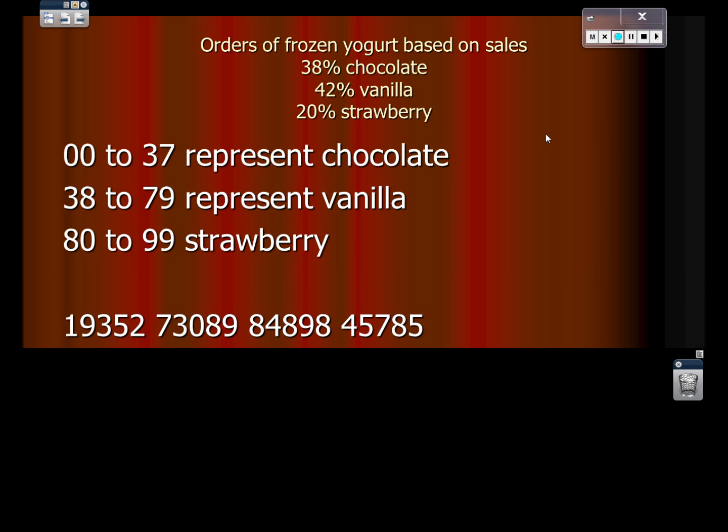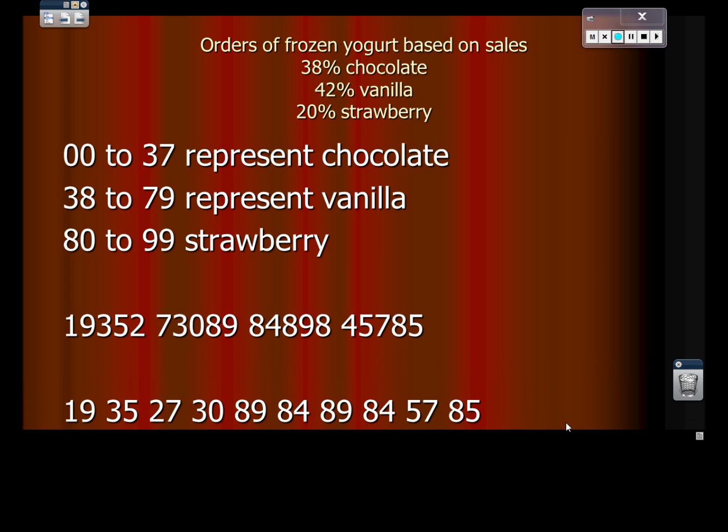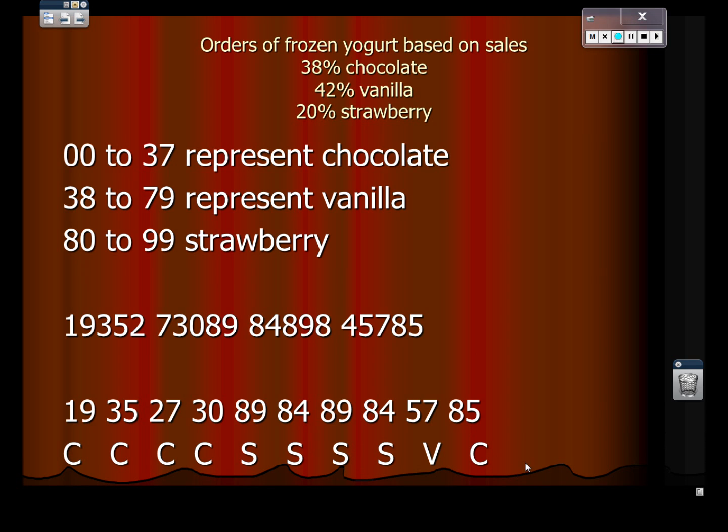So here's a string of 20 numbers representing the next 20 sales of frozen yogurt. I split them into groups of 5 just to make it a little bit easier on our eyes. The first 2-digit number is a 19. 19 represents chocolate. I will go ahead and separate them all into 2-digit numbers, since each 2-digit number represents a different frozen yogurt. I can then break that down into my classes of chocolate, strawberry, and vanilla. And out of my next 10 sales, I can see that vanilla only came up 1 time out of the 10 in this simulation.